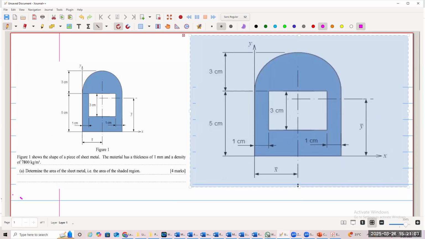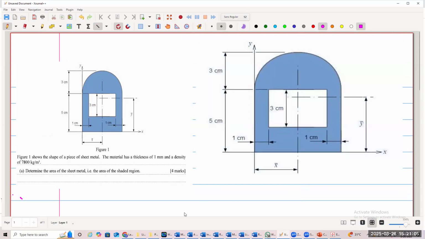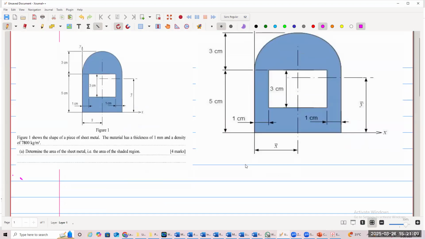All right, here we are. So that's a figure, nice and clean. Now the question says to determine the area of the sheet. So the first thing we're going to do is determine the area of the sheet.